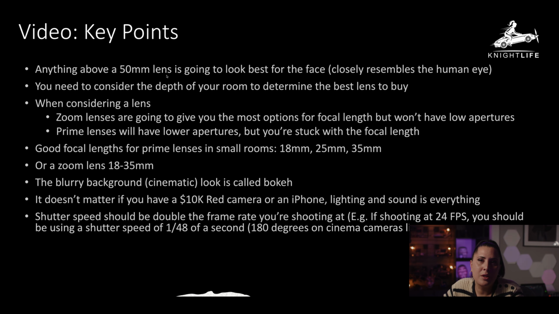Prime lenses will have lower apertures. Good focal lengths for prime lenses in small rooms are 18, 25, 35. If you're in a small room, you're really going to want that lower focal length. But remember what I said about the focal lengths: the lower the focal length, the more distorted the face is going to look. So just be careful with that. Be cognizant of that. I'm willing to deal with it with the 35 millimeter. I might switch to a 50 or higher at some point, but right now I'm at a 35, and I'm okay with the level of distortion. It's not too bad. Or a zoom lens of 18 to 35.